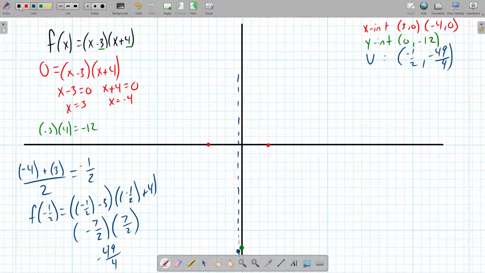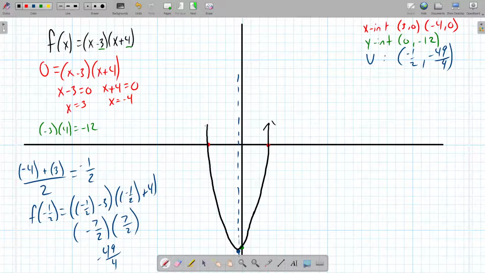Now all that's left to do is connect my points. Alright, good enough for me. Alright, let's label a couple of other things.